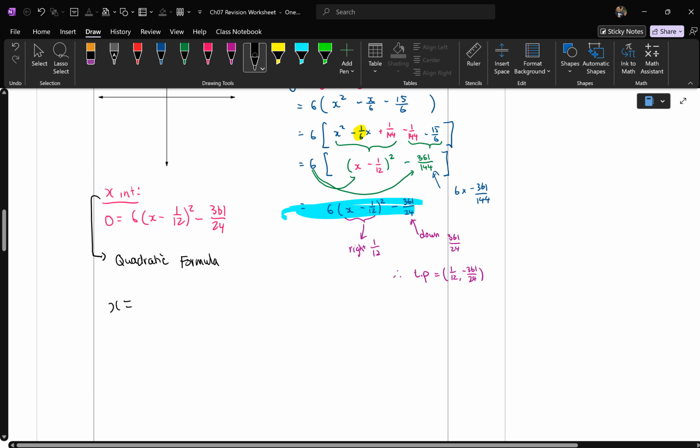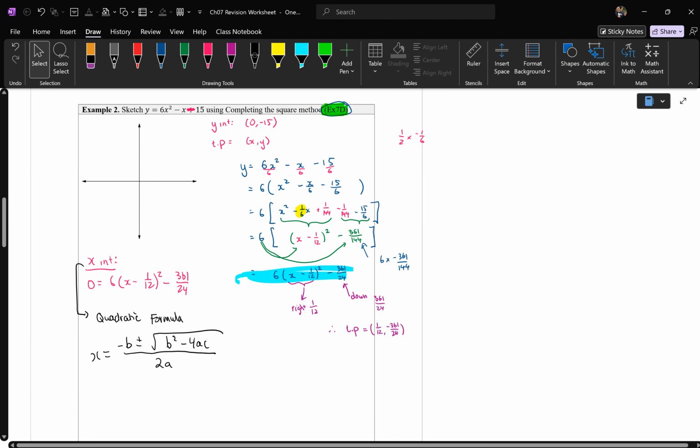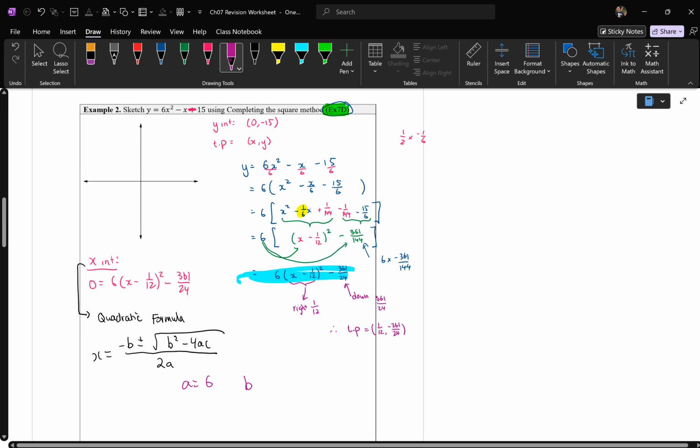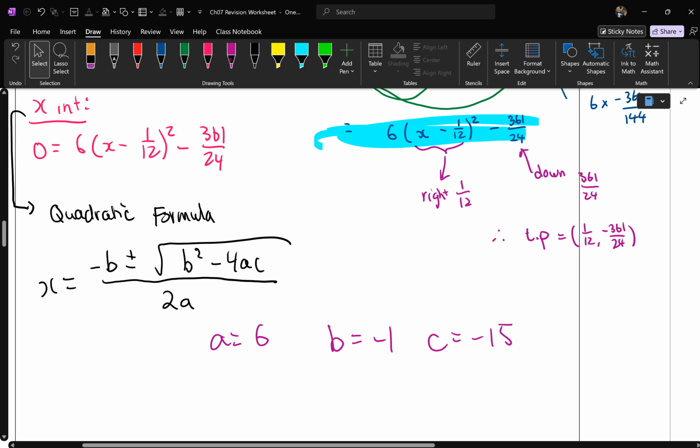x equals negative b plus or minus the square root of b squared minus 4ac, all over 2a. That's the rule. What are my a, b, and c? Well, we already wrote it before. a is 6, b is negative 1, and c is negative 15. You've got a calculator. You can type this in, and that will tell you the x-intercept the same way that we did before.